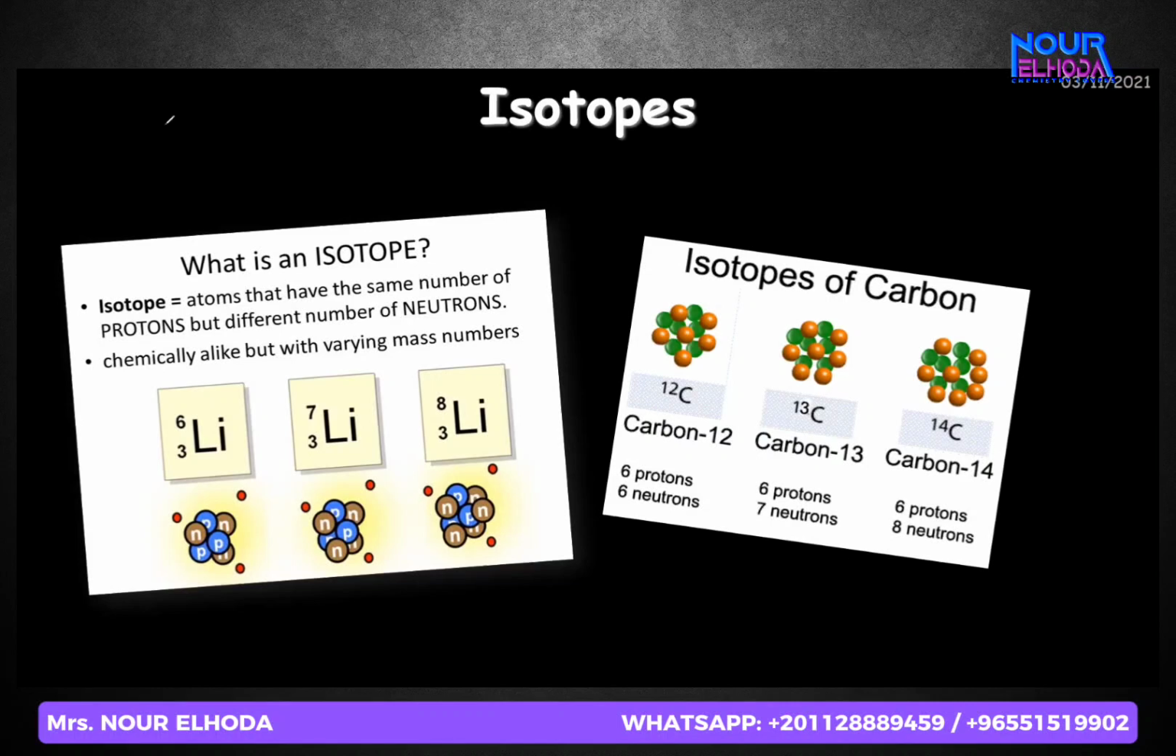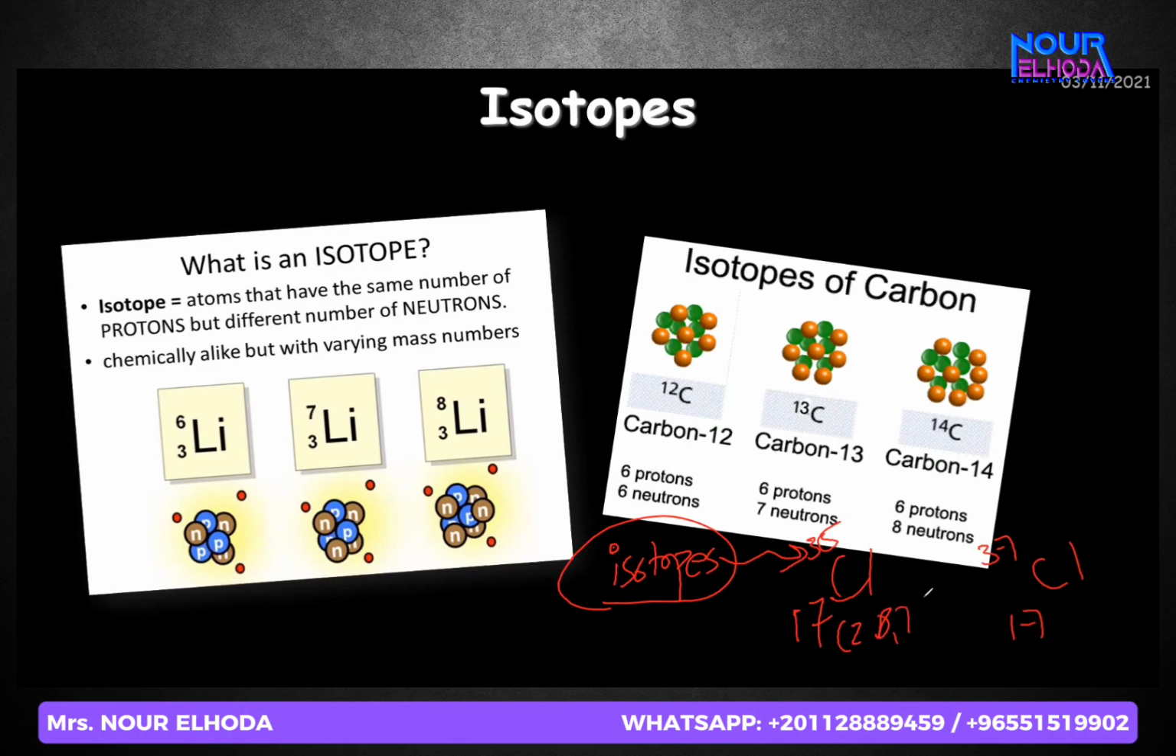Something else I want to add before we finish: a question that always comes in past papers. He will ask you why isotopes of the same element have the same chemical properties. For example, I have chlorine 17 and chlorine 17. One of them is the isotope 35 and one is 37. That is 2, 8, 7 and 2, 8, 7.